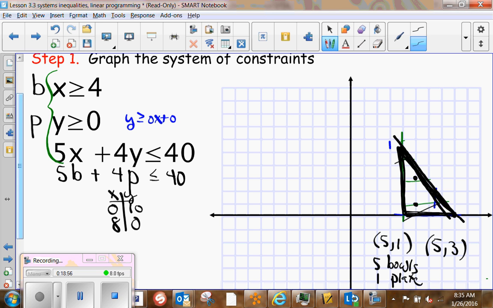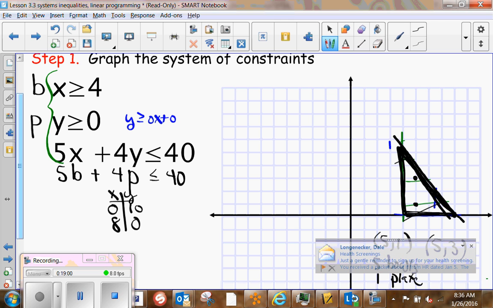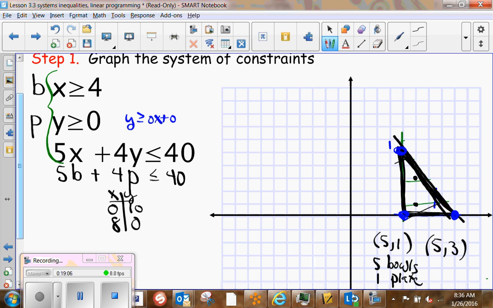And maximization will happen at your vertices. Remember how I said that? So you're going to look at your vertices right here, here, and here. Accuracy is important. So let's see, where are those vertices? Well, this vertex is at 1, 2, 3, 4. This vertex is at 4, 0.